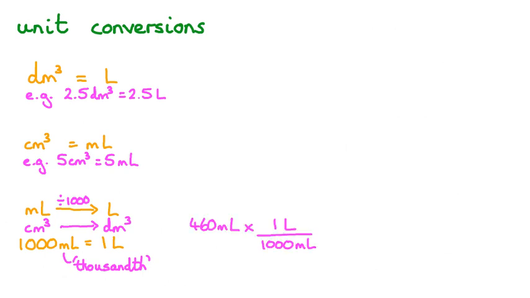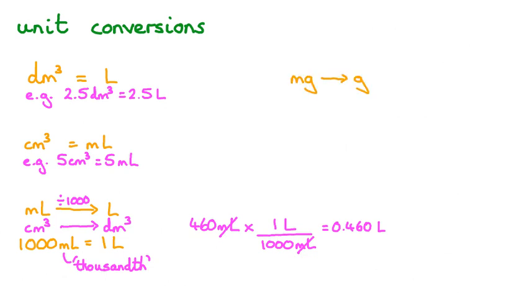You could also write this as multiplying your volume by 1 litre per 1,000 millilitres. This gives you the same numerical value, but is more useful if you're performing unit analysis. This is because performing the calculation like this allows you to cancel the millilitres, leaving you with litres.